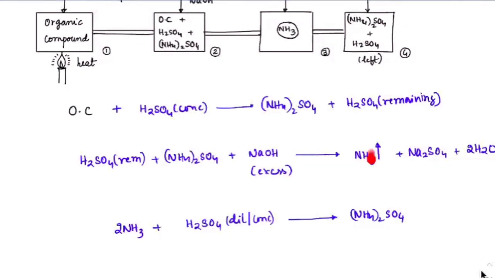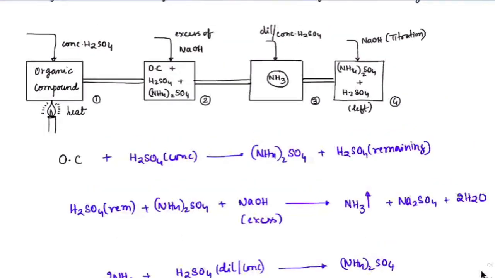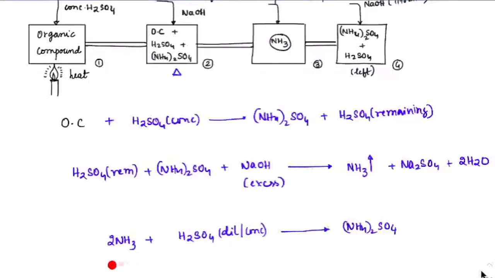become ammonia, NH3. So this would come out as a gas because we are heating it here as well. Got it? So it will come out as a gas. That gas is collected in a separate chamber. And that gas is now again treated with H2SO4, dilute or concentrated, so that we can get ammonium sulfate.